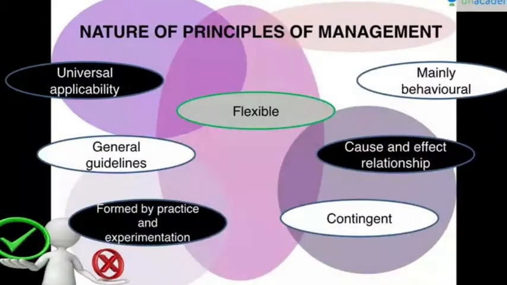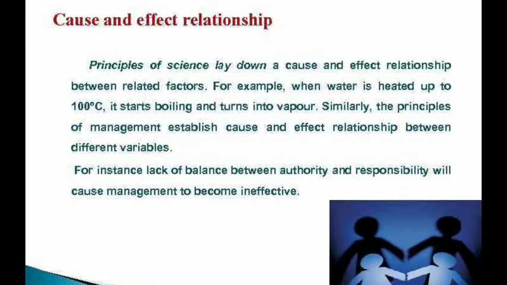So let us discuss the nature of principles of management. The first nature is cause and effect relationship. Principles of science lay down a cause and effect relationship between related factors. For example, when water is heated to 100 degrees Celsius, it starts boiling and turns into vapor. Similarly, the principles of management establish cause and effect relationship between different variables. For instance, lack of balance between authority and responsibility will cause management to become ineffective.